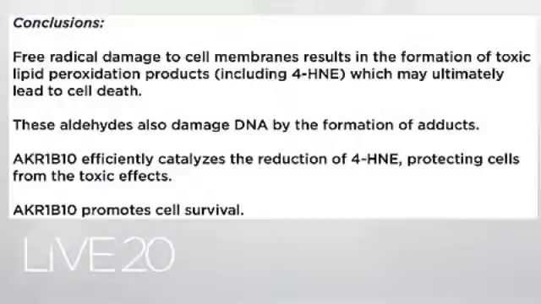The conclusions of these 2 papers is that this gene responds to free radical damage, which results in formation of toxic lipid peroxidation products. So that broadly is T-bars. More specifically, it's talking about one of those products, 4-hydroxynonenal, 4-HNE, which may ultimately lead to cell death. These aldehydes damage the DNA. They can cause mutations. And this gene product efficiently catalyzes the reduction of 4-HNE, protecting cells from toxic effects.